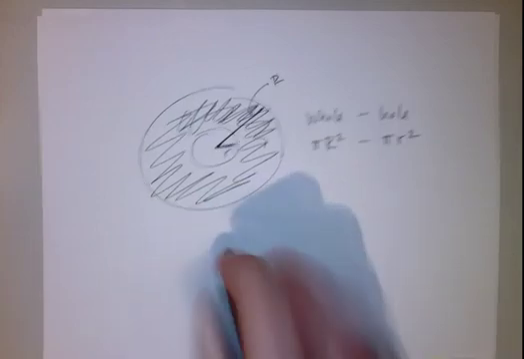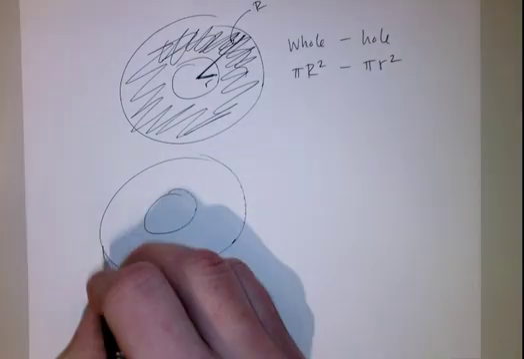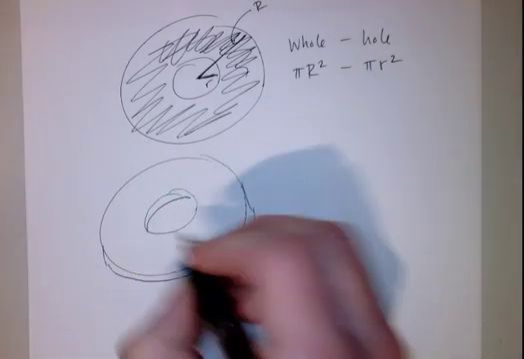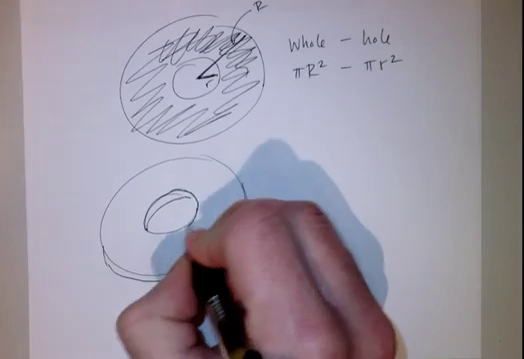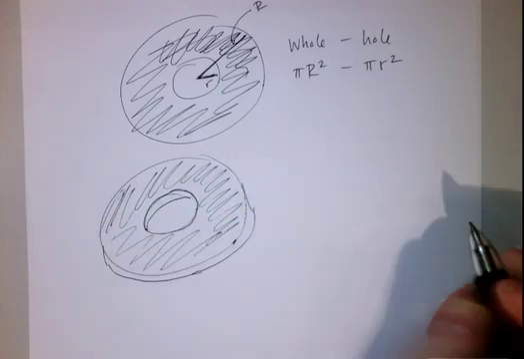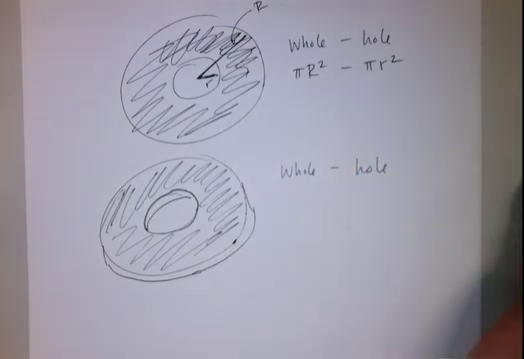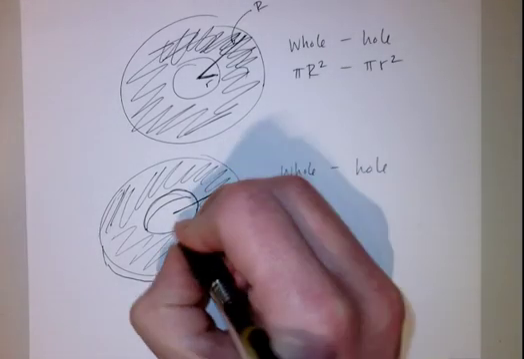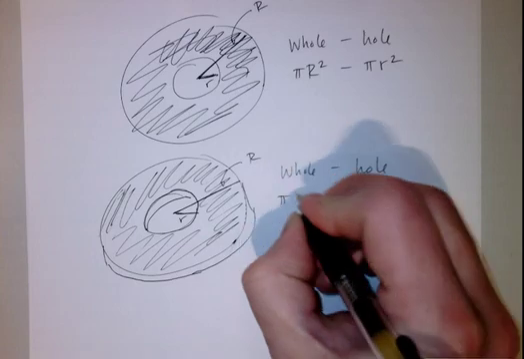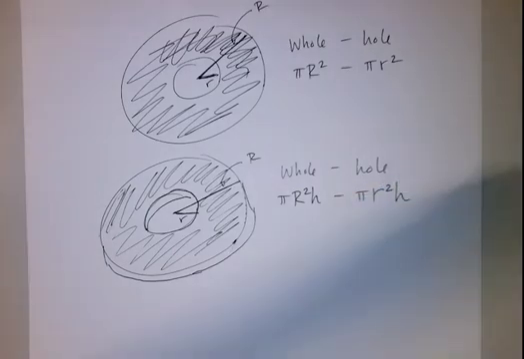Okay, well, what happens if I do the same thing and I add a third dimension to it, and I want to find the volume formula for this disc, okay, this washer? Well, it's still the same thing. It's still the whole minus the hole, okay? And I'm still going to find a big radius and a small radius, big R and small r. It's just going to be pi r squared h minus pi r squared h, okay?